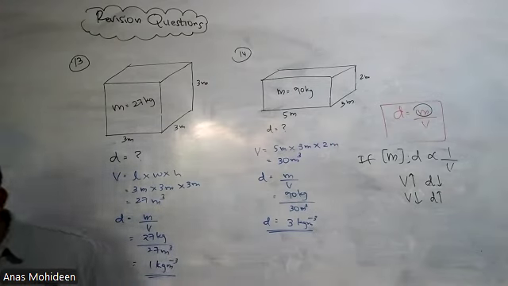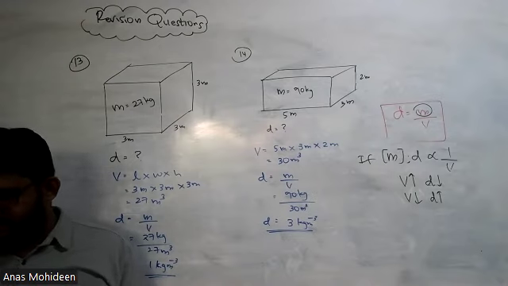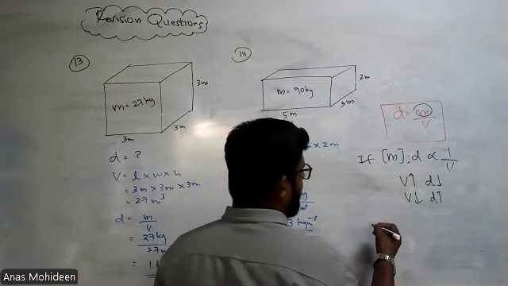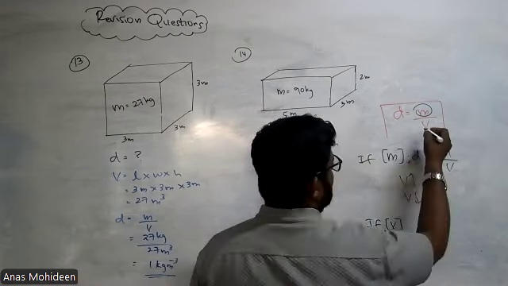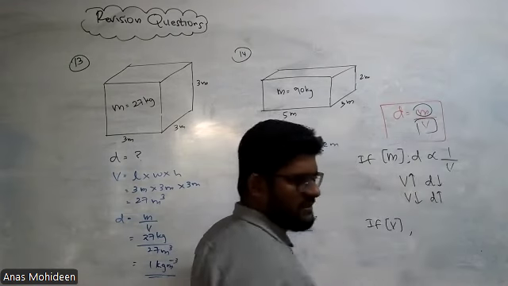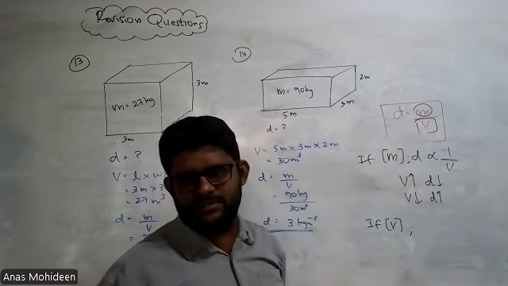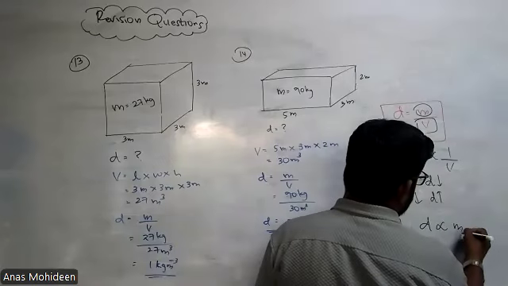Four different liquids have equal volumes of 0.5 cubic meters each. The masses of these liquids are given below. Which liquid has the lowest density? In the same way, now look at this. If volume is constant, very easy. If volume is constant, these two are directly proportional. D and M are directly proportional. D is directly proportional to M.